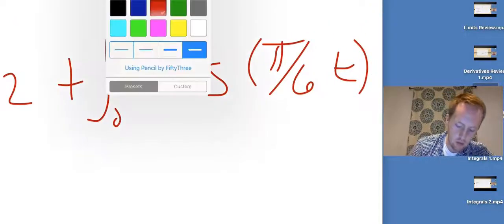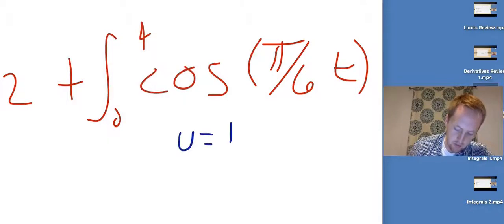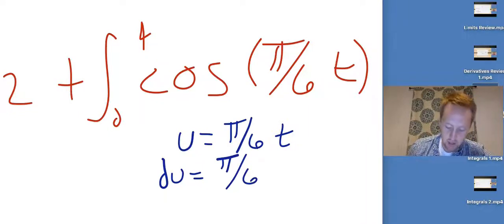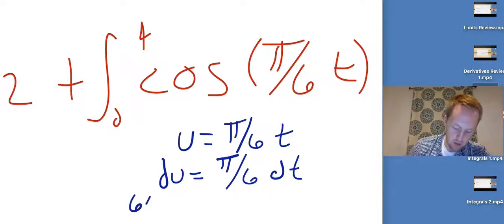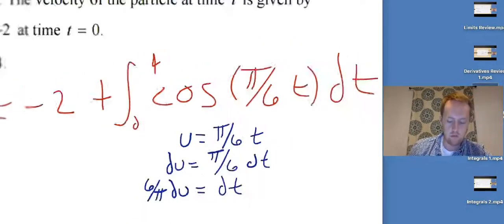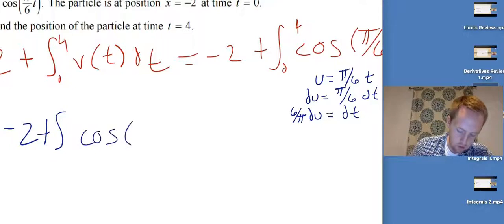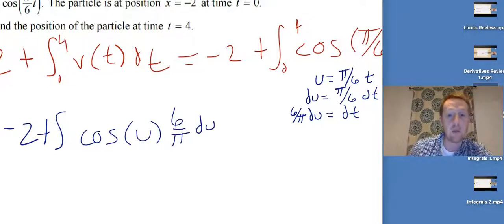My u is going to be pi over 6 times t. du is pi sixth. I don't have a pi sixth, so I'm just going to move that over by multiplying both sides by 6 over pi. So I've got 6 over pi du equals dt. So then this becomes negative 2 plus the integral of cosine of u times 6 over pi du. Okay, I got to change my bounds now though, right?